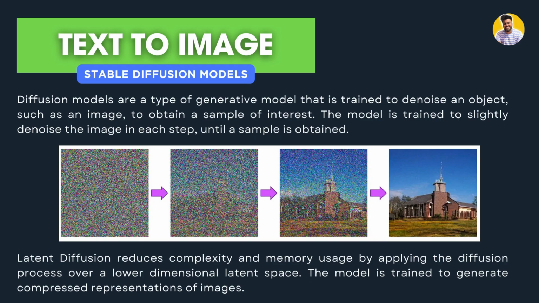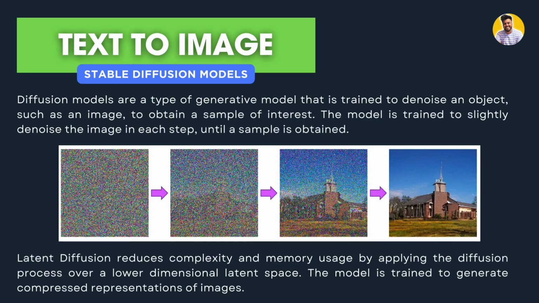Okay, so these diffusion models have gained popularity in recent years because of their state-of-the-art results in generating images. Latent diffusion reduces the complexity and memory usage by applying the diffusion process over a lower dimensional latent space. In latent diffusion, the model is trained to generate the compressed representation of the images. Okay, so in this way this whole diffusion process works and can generate your images at the end as well.